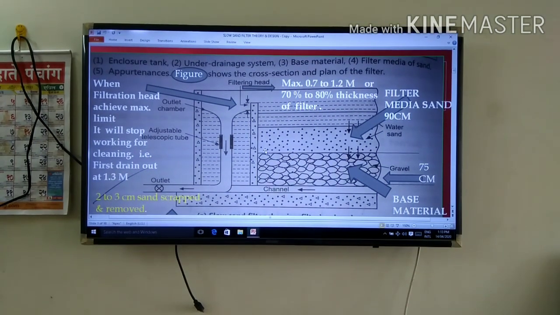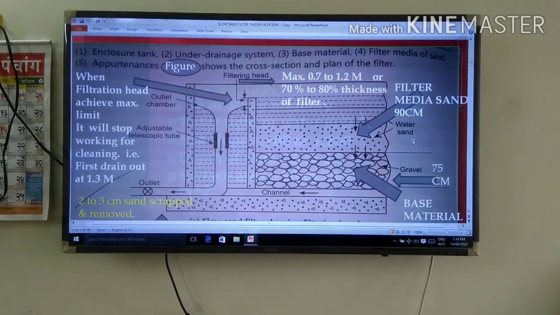See the figure neatly. My arrow shows the gravel. This is the gravel position. Here, it is called base material, having a thickness of 75 centimeter. Above that, the filter media, that is sand, is provided at a depth of 90 centimeter.